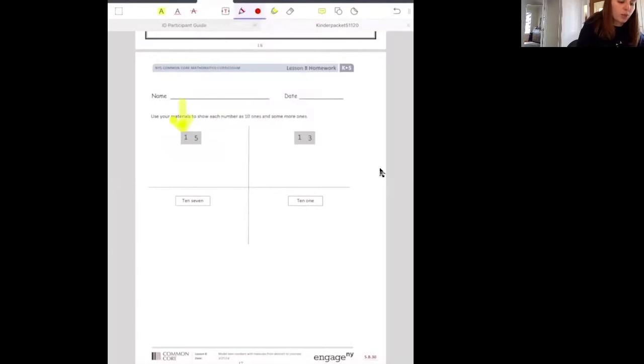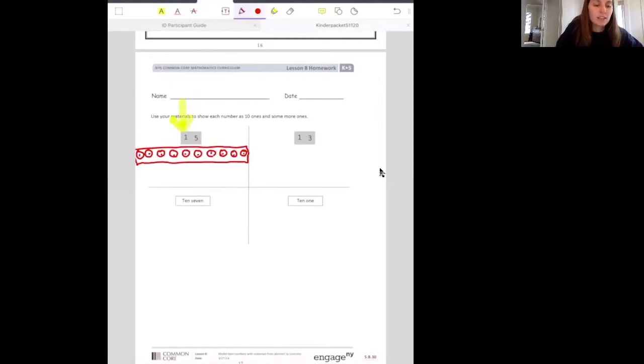We're going to make one group of 10. 1, 2, 3, 4, 5, 6, 7, 8, 9. I'm gonna have to go over here. 10. One group of 10. And I'm gonna show you by making this guy in a big rectangle box. That is one group of 10. Double check. 1, 2, 3, 4, 5, 6, 7, 8, 9, 10.